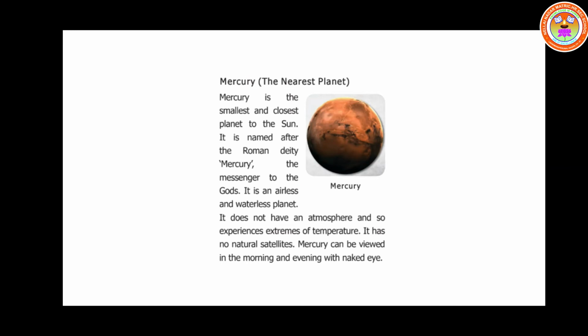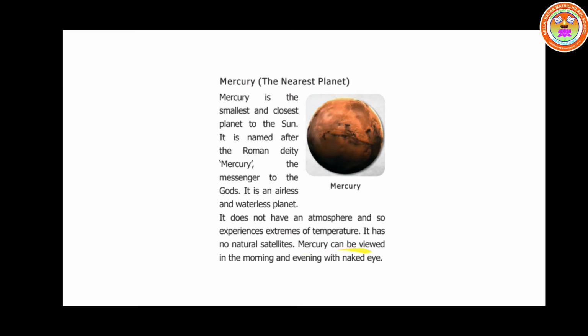Is it clear, children? It is an airless and waterless planet. There is no air and there is no water on this planet. Is it clear? It does not have an atmosphere and so experiences extremes of temperature. On this planet there is no atmosphere. So the days will be very hot and the nights will be very cool. Is it clear, children? It has no natural satellites. Satellites means moon. On this planet there is no moon.